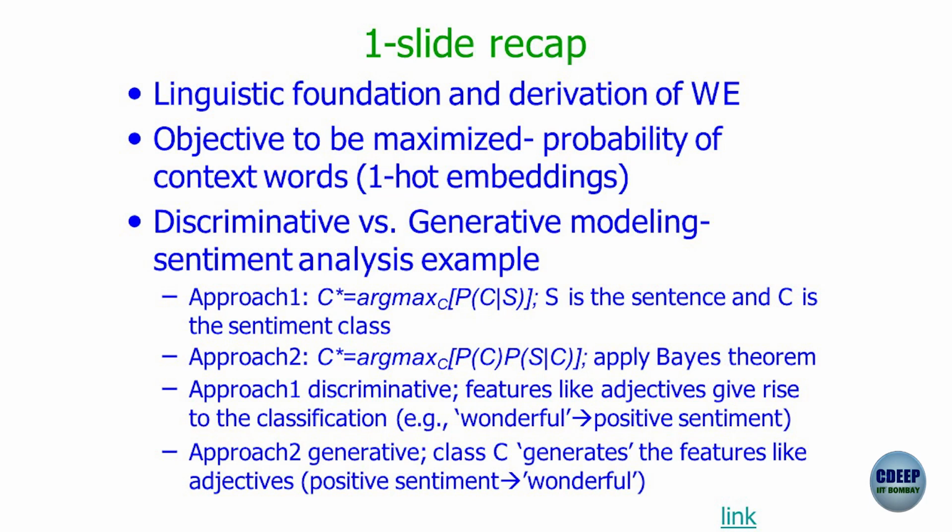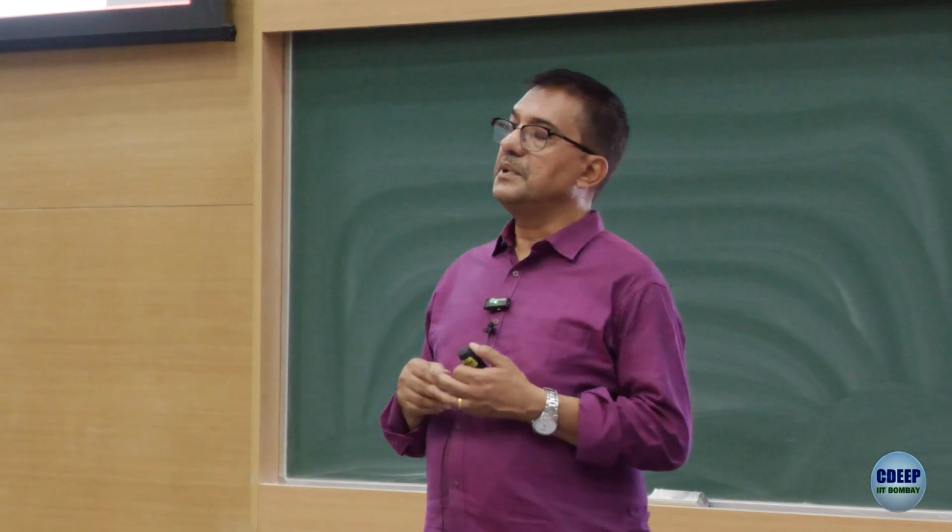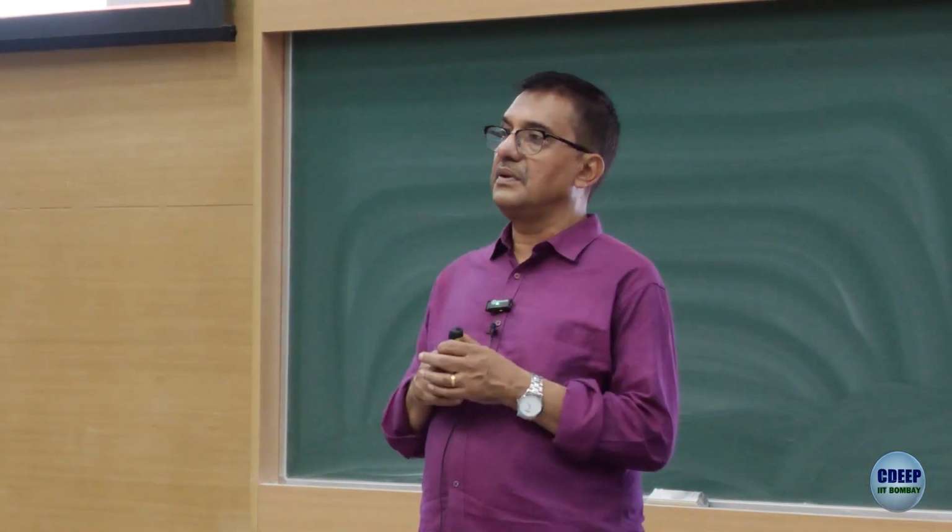In approach one, the name given is discriminative because features like adjectives give rise to the classification. For example, wonderful is a strong indicator of positive sentiment. So the feature of wonderful discriminates successfully amongst three categories, giving the decision as positive sentiment. The acting was wonderful. On the other hand, if you work with this expression, probability of S given C, where C is the category, positive sentiment gives rise to features like a positive adjective, which is wonderful. So it's a different way of looking at the problem. There is the hidden underlying phenomenon of positive sentiment. That positive sentiment gets manifested as the adjective wonderful. That's why generative.